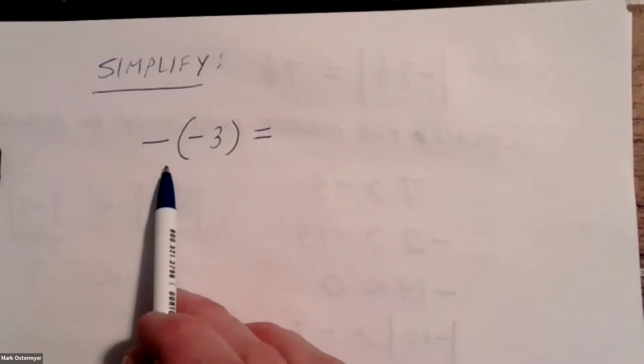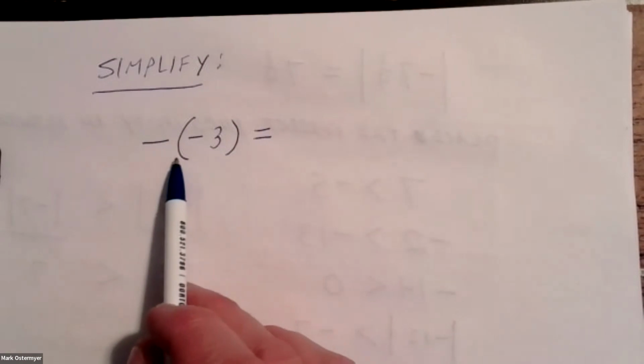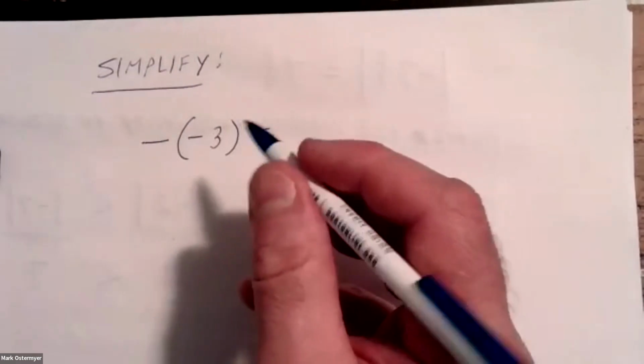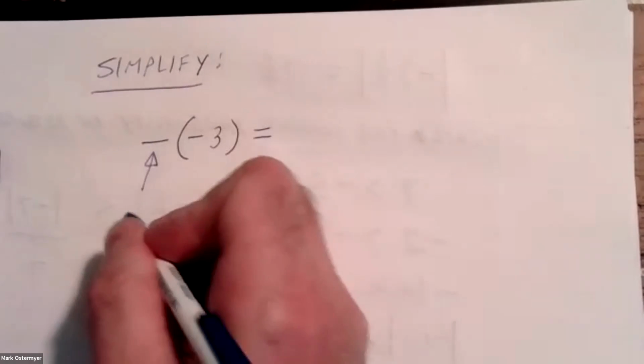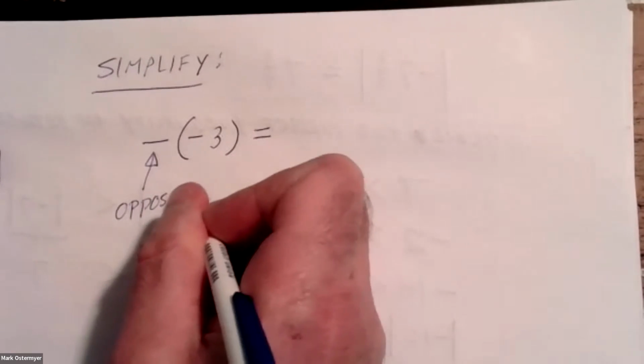So, ladies and gentlemen, if I'm confronted with this expression here, how do I interpret what I'm even looking at? How do I even read it? Well, you know how you would read this here? You see that negative sign in front of this -3? You would read that as the word opposite. Think of it as the word opposite.